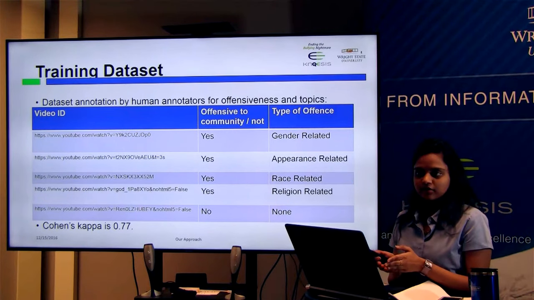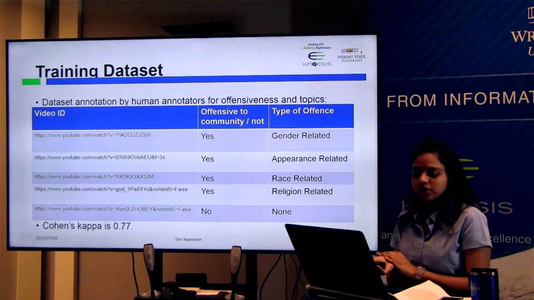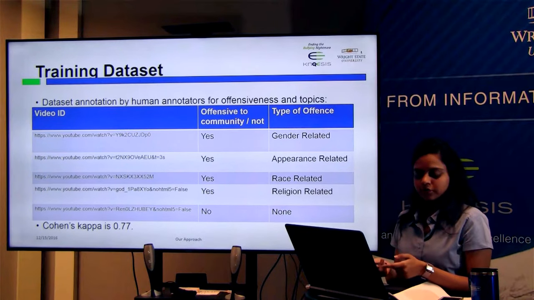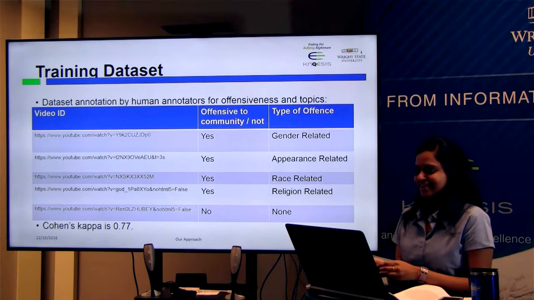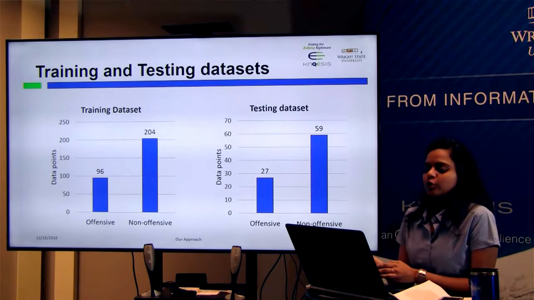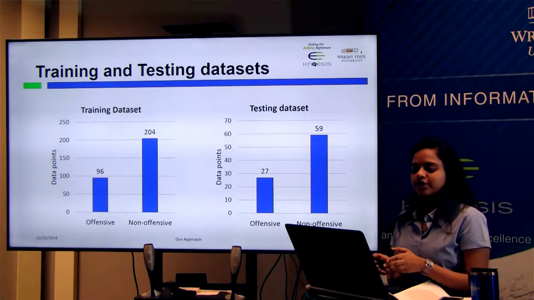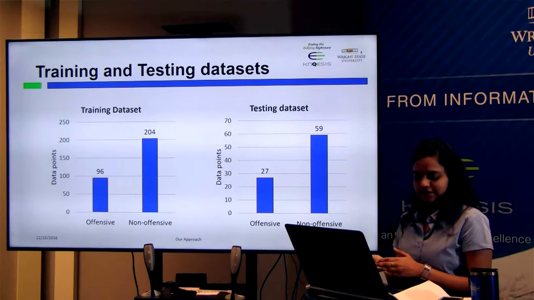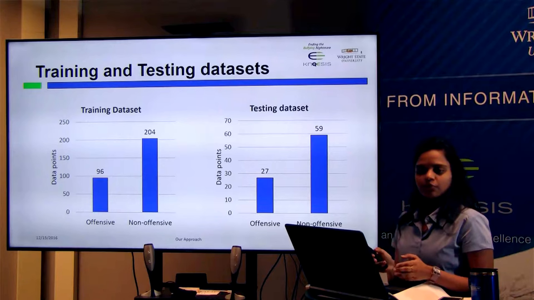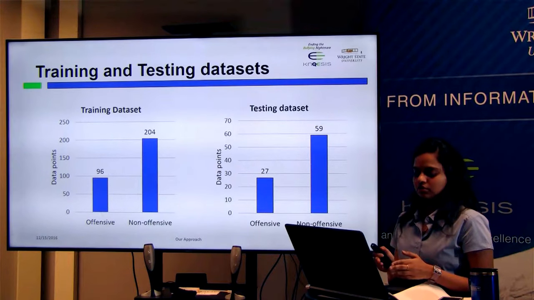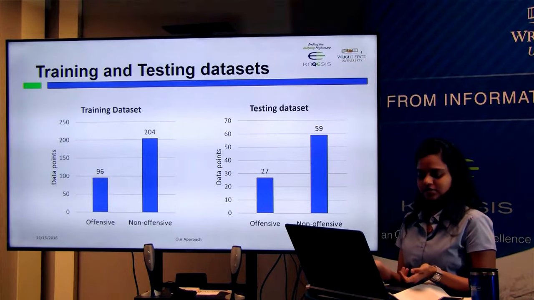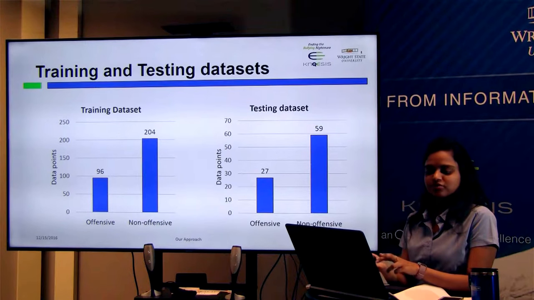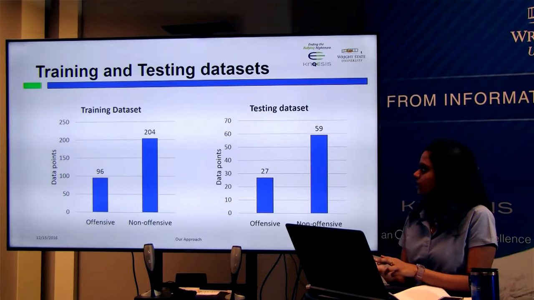This training set was annotated by four human annotators, where we got inter-annotator agreement of 0.77, which is quite reasonable, I guess. So with this annotation, we were able to get training and testing data sets. We distributed this data set into training and testing data sets. Here is the distribution of offensive and non-offensive videos in both those data sets.